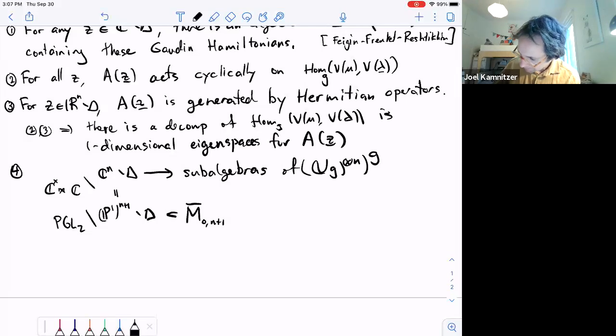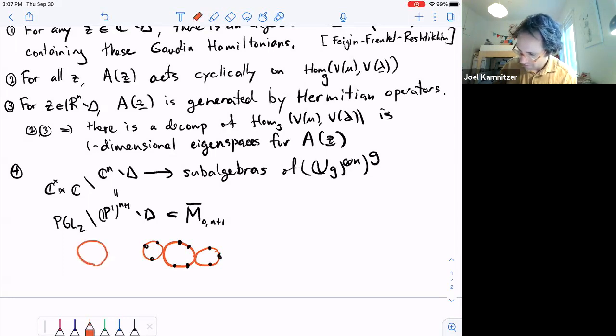Let me draw a picture of a curve in this space. The marked points can come on different components. This is a picture of a point in the boundary of this space. In the open part, we just have n plus 1 points on P^1, but as some of the points start coming together, we get points in the boundary. I didn't finish number 4. Number 4 is that this map extends to a map like this, in fact an injective map.